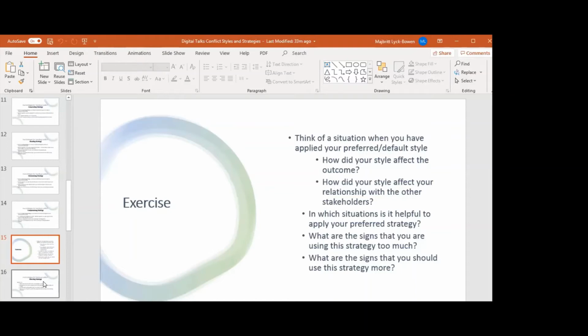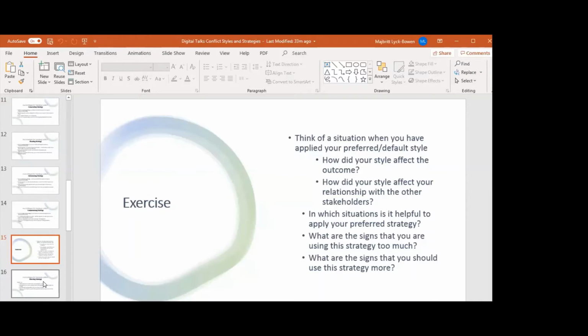So just have a little break. Think about a particular situation where you've been in a conflict or a disagreement, and it can be within your family, in your workplace, in your education, with a neighbor, with anyone from your local community. And think the situation through. So try to see if you can identify what style you used in that. Did you use your default style? How did that style actually affect the outcome?